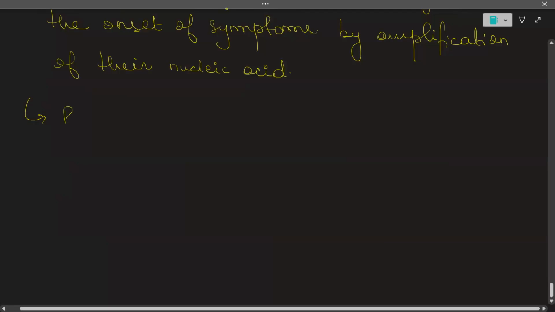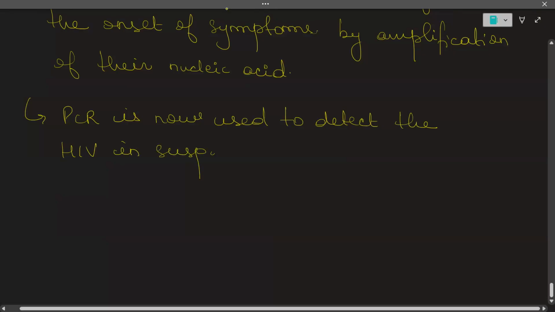Apart from that, you should know that PCR is now used to detect the HIV in suspected AIDS patient. What is the full form of HIV, students? Human immunovirus. Correct. So it is used to detect that.